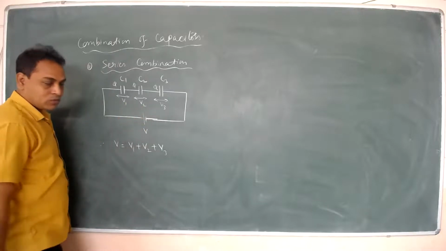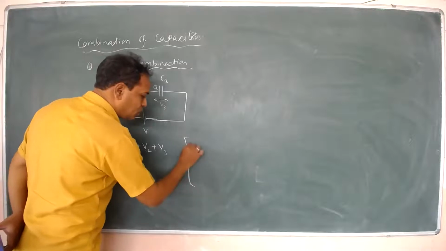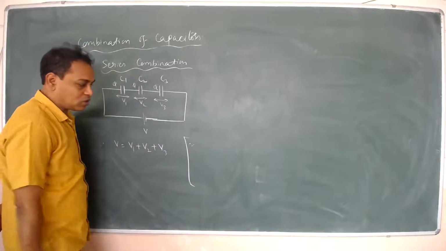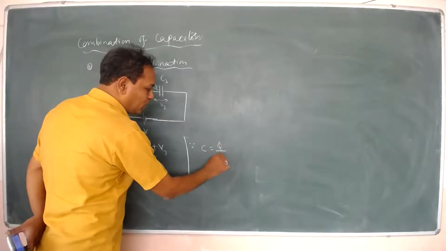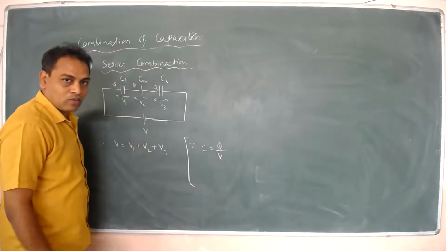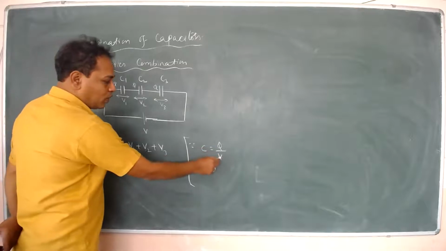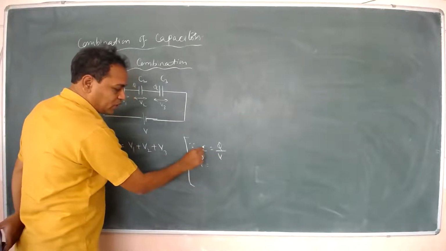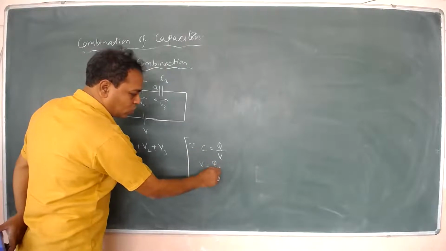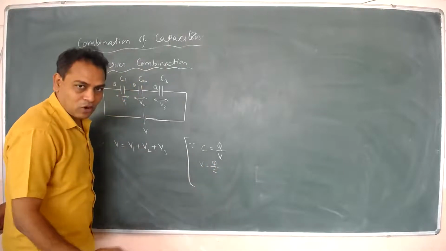So we got that. Therefore, from the definition of capacitance, we know that C is equal to Q by V. This is the general formula. From this, I can write V is equal to Q by C, since if V is brought over, C goes down.